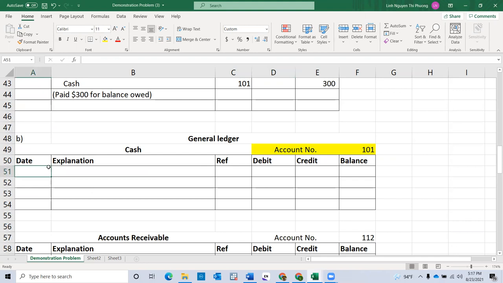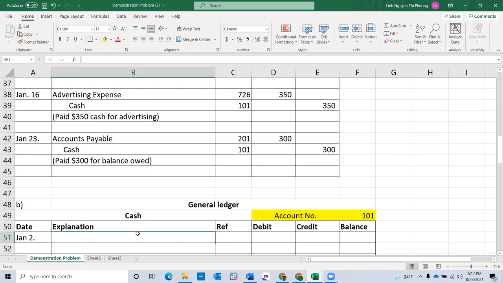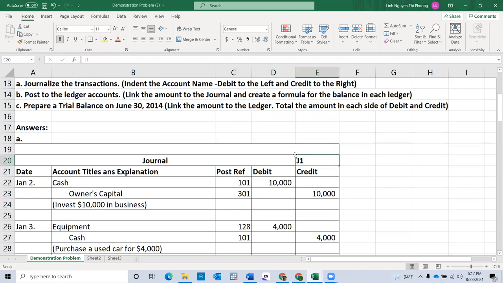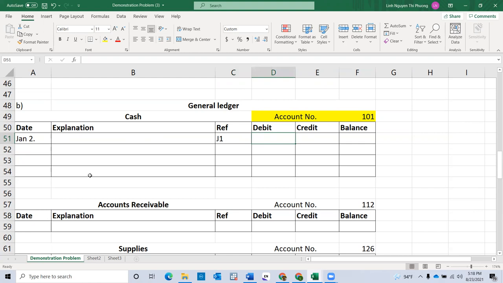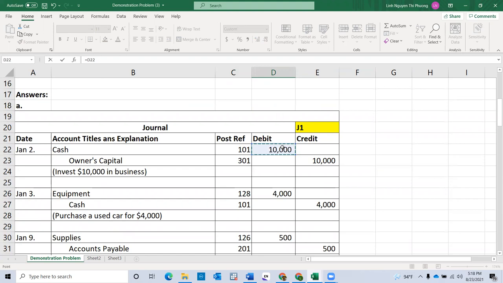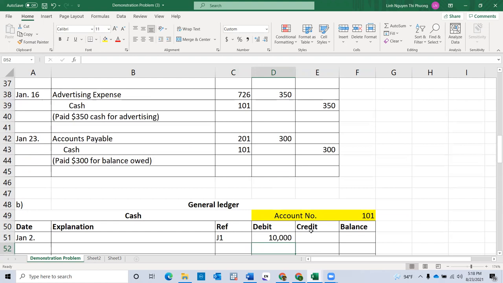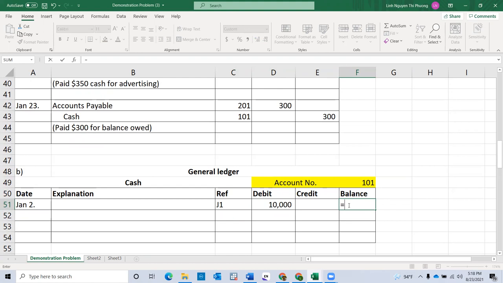So we're going to write the day, which is January 2nd. I just press the equal sign and click on the day, and it will link to the day there. Explanation, you can skip that. Reference, you will need to write the page of the journal here. It's J1. Now we will debit 10,000. Don't type 10,000 here. What you need to do is use the equal sign, click 10,000, and then enter. For the balance, the first balance will equal this one, and later we can create a formula.